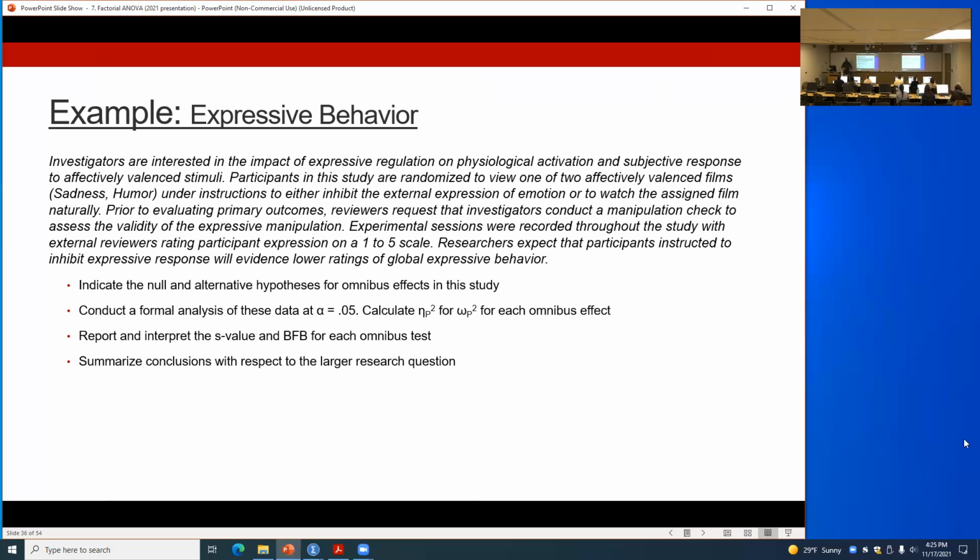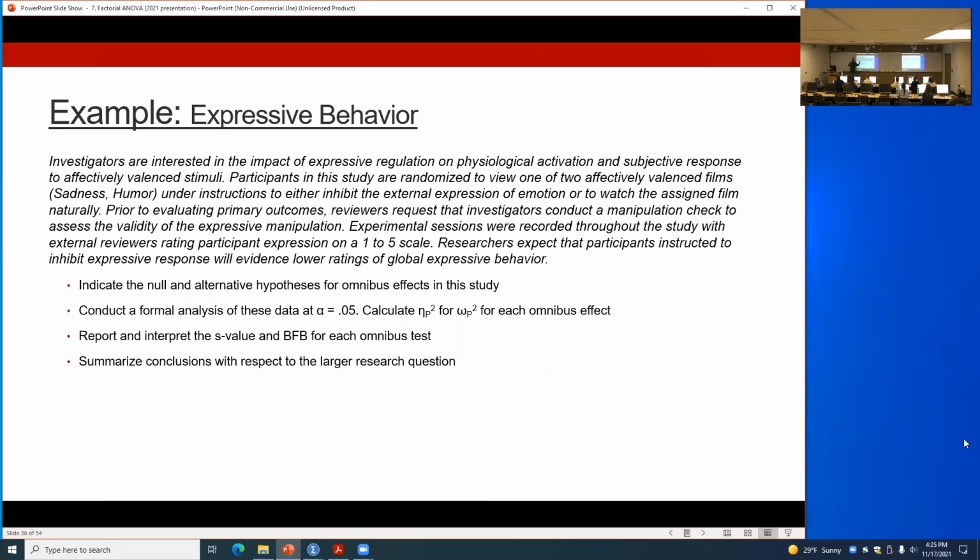So, good. The design here is that we're going to randomize people to one of two different films, a humor film or a sadness film, under instructions to either watch the film naturally or inhibit. We're doing a little bit of a pilot here. We record all these sessions as people are viewing, and have an external coder rate overall level of expression on a 1 to 5 scale.